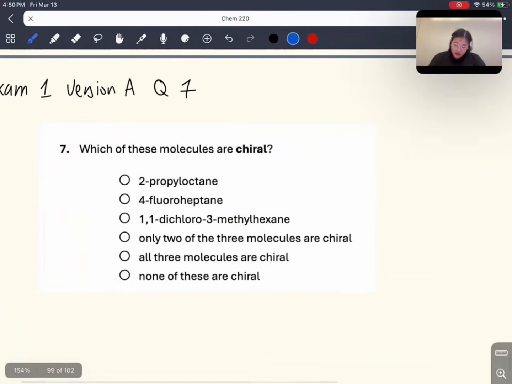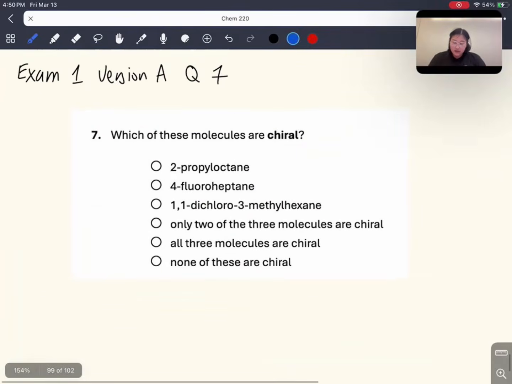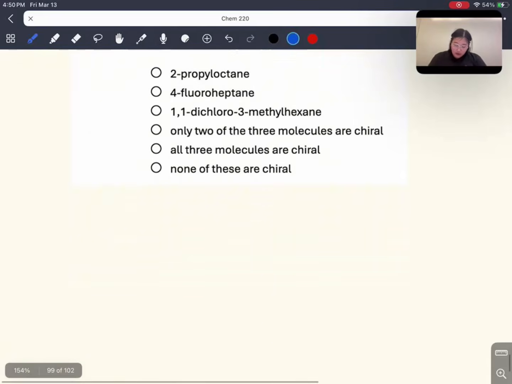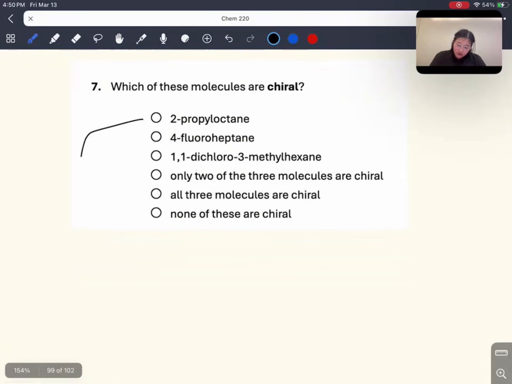So this question is from exam one, version A. It's question number 7. It asks us which of these molecules are chiral. And so the first thing that you do is you always draw the molecules. And so 2-propyl octane, you have 1, 2, 3, 4, 5, 6, 7, 8. Okay, and then you have 2-propyl. So 1, 2, 3.